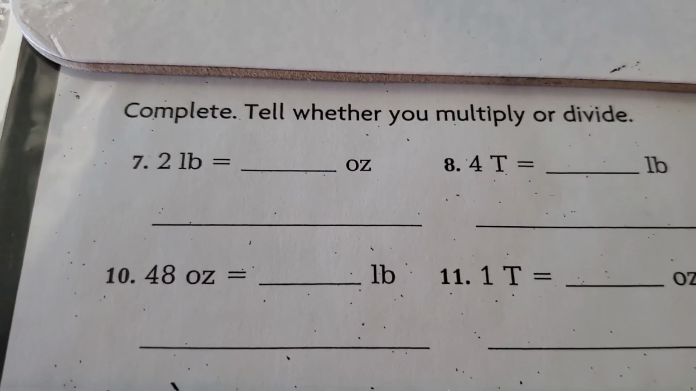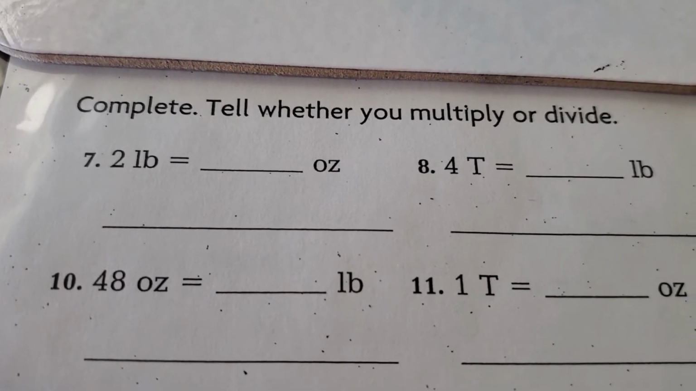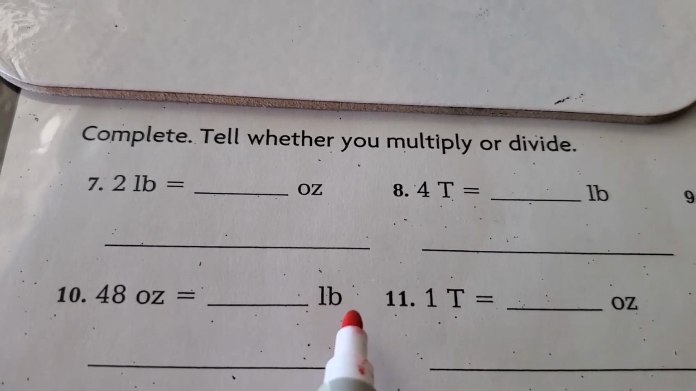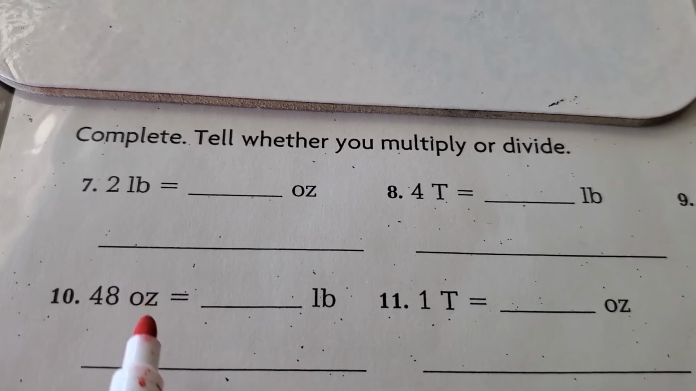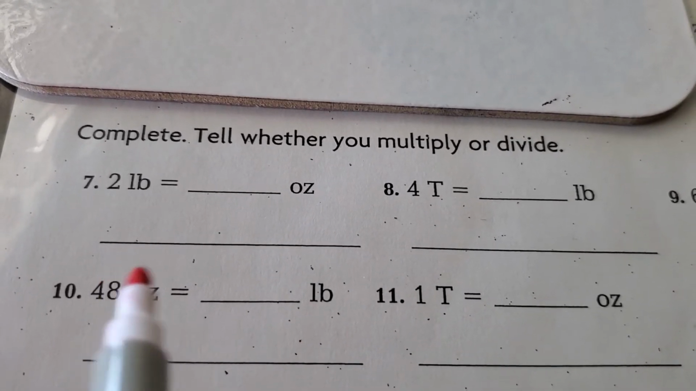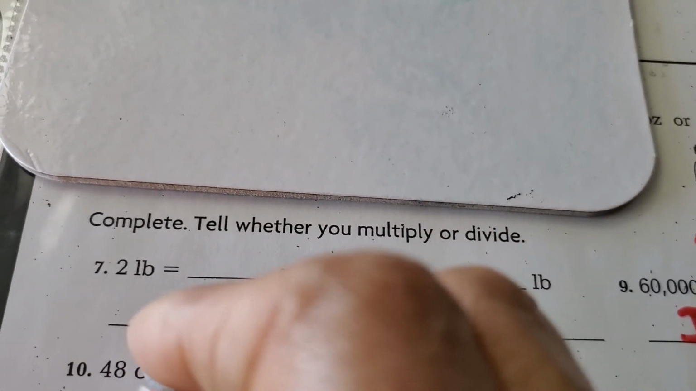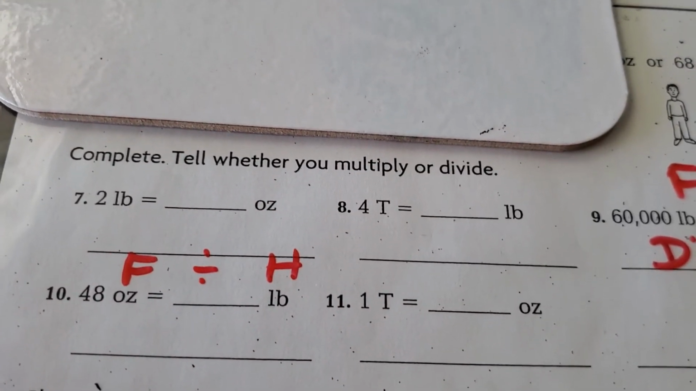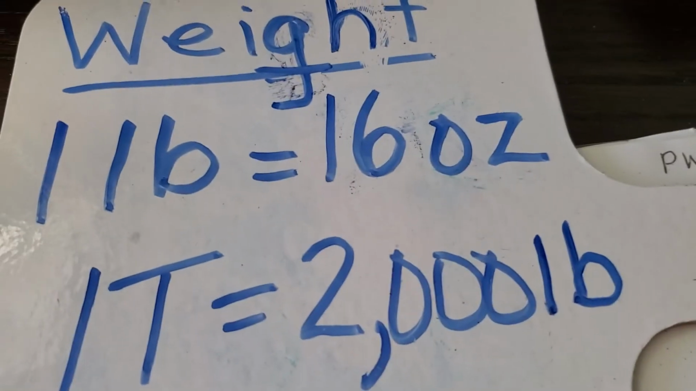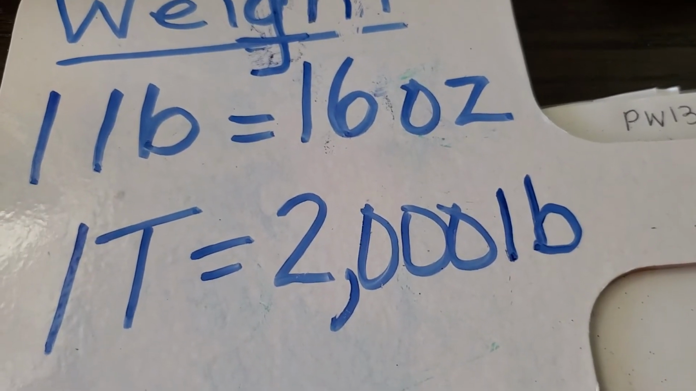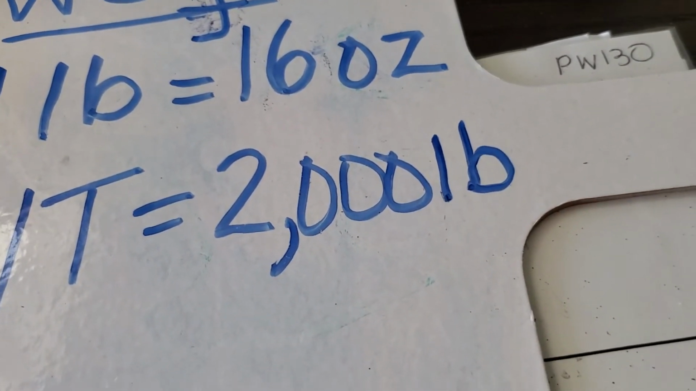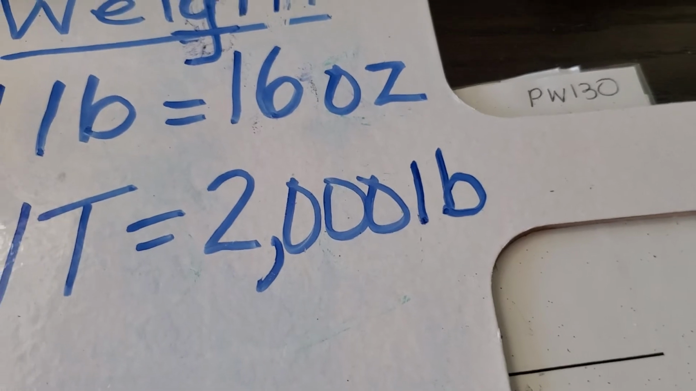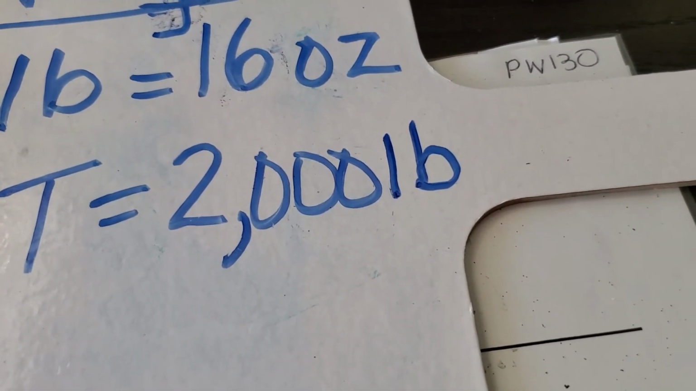Okay, problem number 10 reads 48 ounces equals how many pounds? Now this time we're going from ounces to pounds. Again, we're still going from a small unit, because ounces is smaller than pounds, to a larger unit. So of course we're saying fly to horse divide, of course. Looking at our chart at the top, we see that 1 pound is equal to what? 16 ounces. 1 pound is equal to 16 ounces.